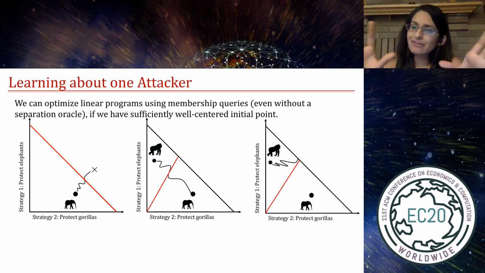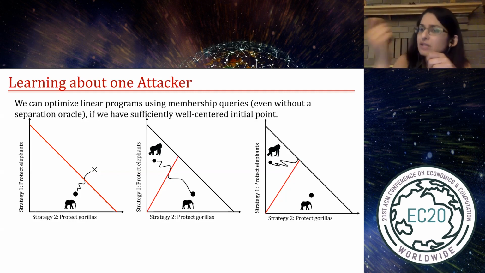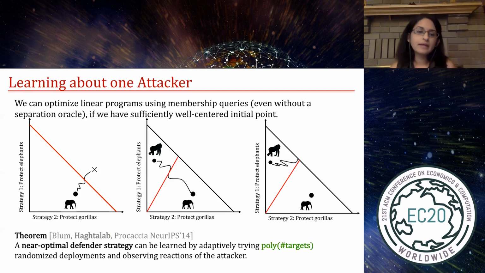So this is a high-level idea of how you could use these repeatedly, committing to one deployment and seeing what the attacker is doing to find out the optimal Stackelberg policy. If you do that, you can find a near-optimal defender strategy that is learned by adaptively trying out a number of deployments that are just polynomial in the number of targets you have, and then observing what the attacker is doing.